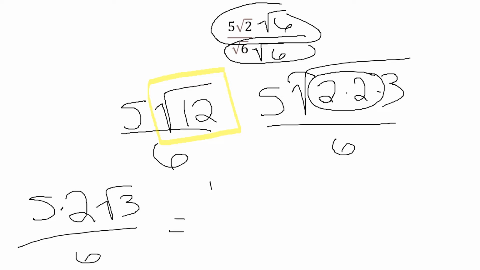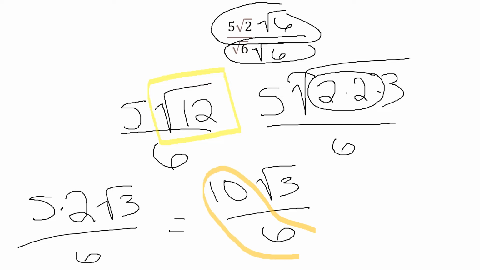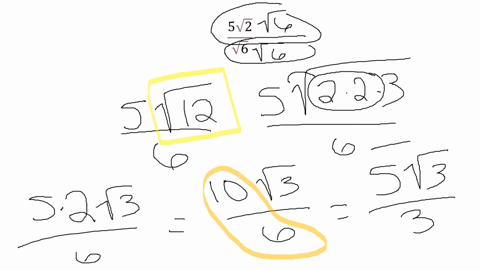Five times 2 is 10. Square root of 3 over 6. All right, so my radical is now simplified, but the next thing I have to remember is I also need to simplify any of my fractions that I have. 10 and 6 can both be divided by 2. 10 divided by 2 is 5. 6 divided by 2 is 3. And this is my answer.